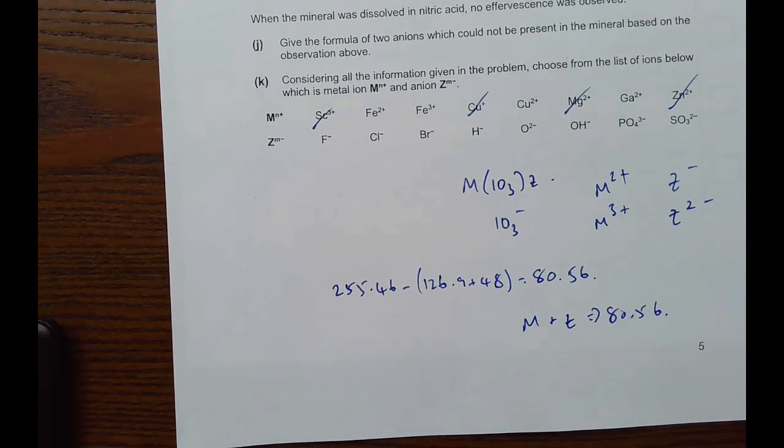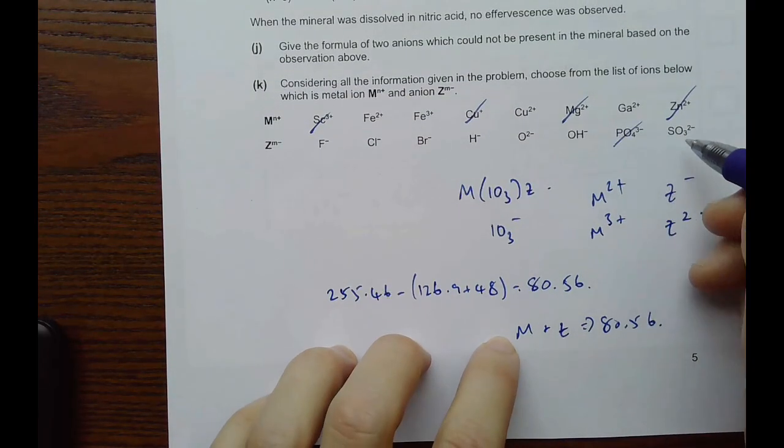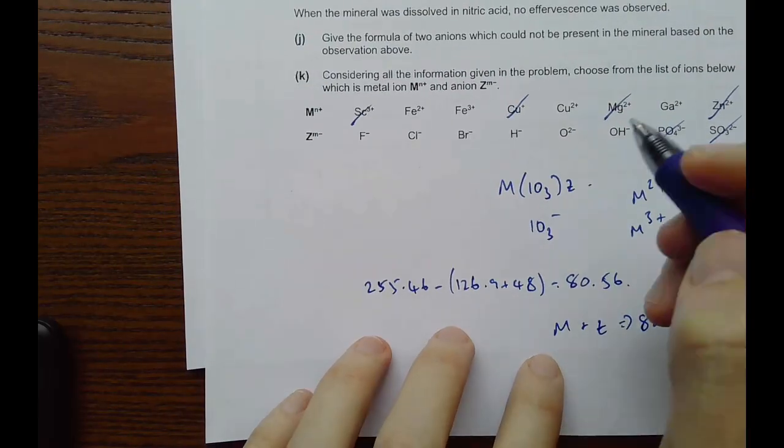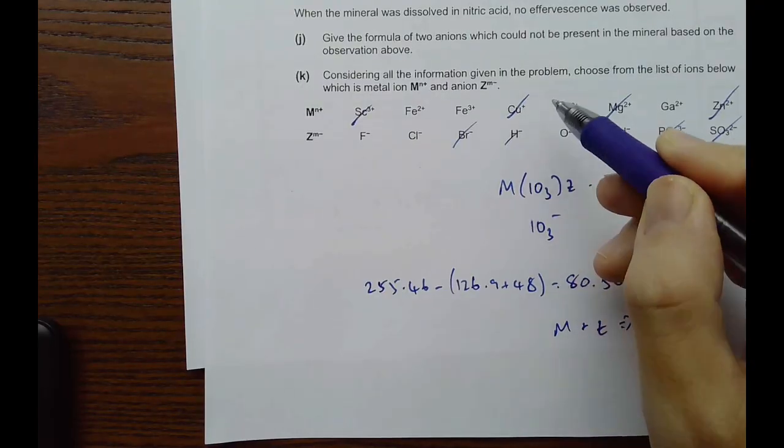Which is going to immediately start getting rid of some of these options. So phosphorus with a load of oxygen in it is going to be too heavy. Sulfur with a load of oxygen in it is going to be too heavy. Bromine is going to be too heavy. Hydrogen is probably going to be too light.